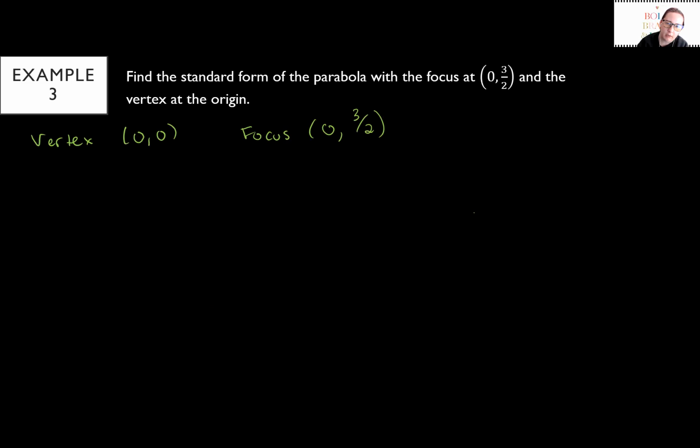So we have to decide whether this is going to be a vertical or a horizontal parabola, because until you decide that, you don't know which of the 2 equations to use. And so I always draw a picture to help me decide what the parabola should look like. So I'm going to just kind of sketch, and we've got a vertex at the origin. And then our focus is at 0 and 3/2. So that would be like right here.